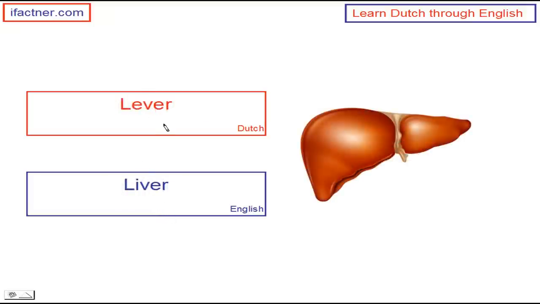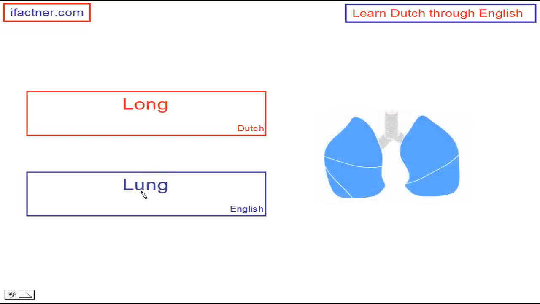Liver is called lever. L, E, V, E, R, lever. The V is pronounced between F and V, lever. Lung, long. L, O, N, G, long.